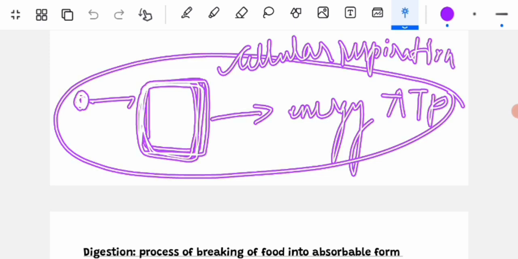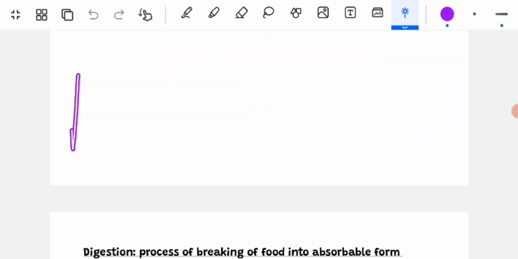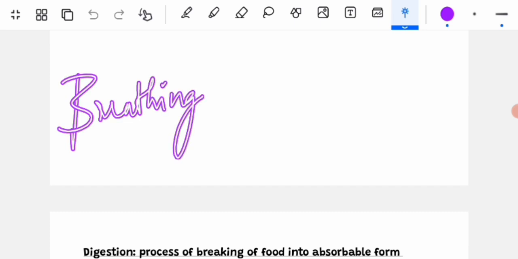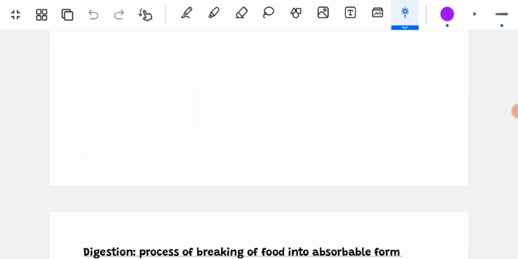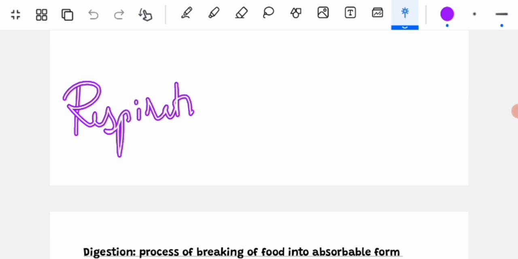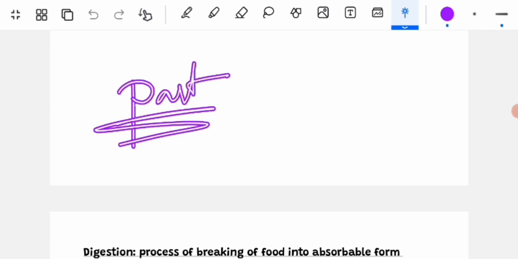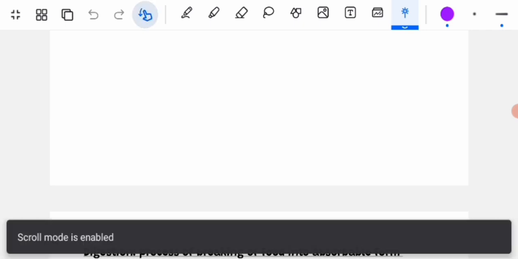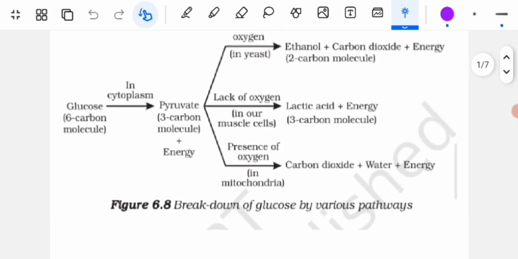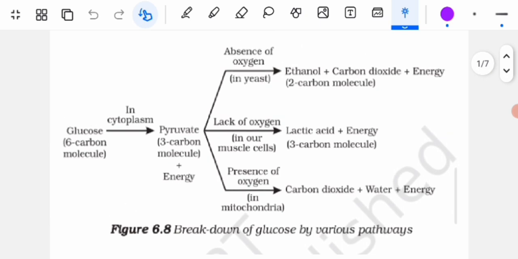Then you must be thinking that we have thought respiration means breathing. No. Breathing is not equal to respiration. Breathing is just taking in the oxygen and giving out the carbon dioxide, exchange of gases. But respiration is like both. Breathing भी होता है, cellular respiration भी होता है. So I can say that breathing is just a small part of respiration. Just a part.